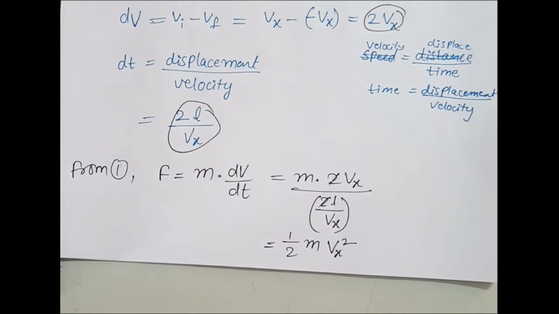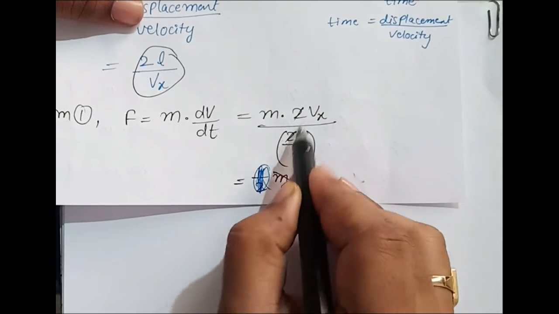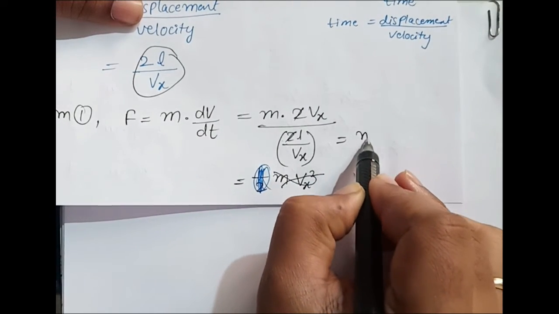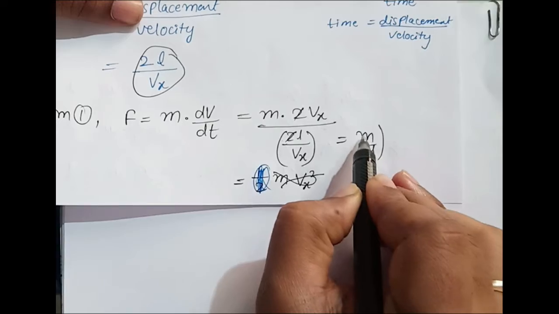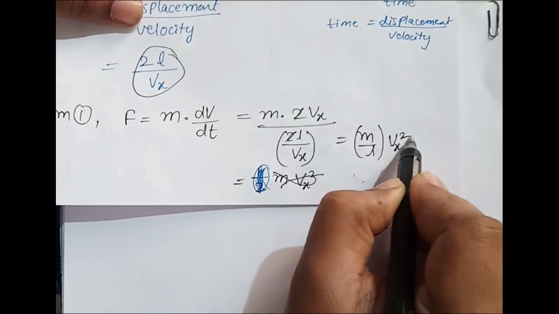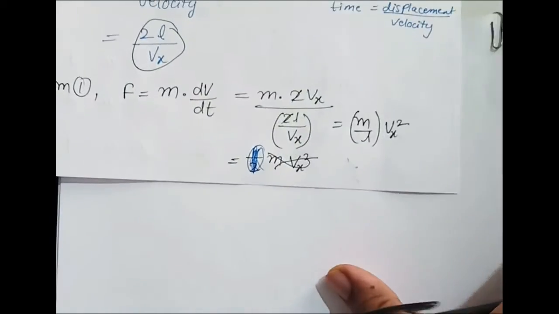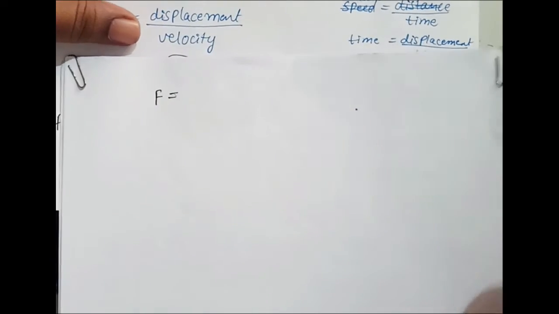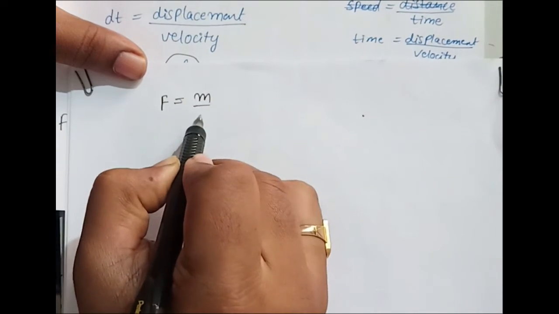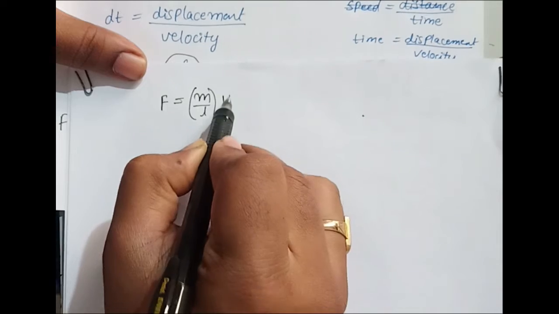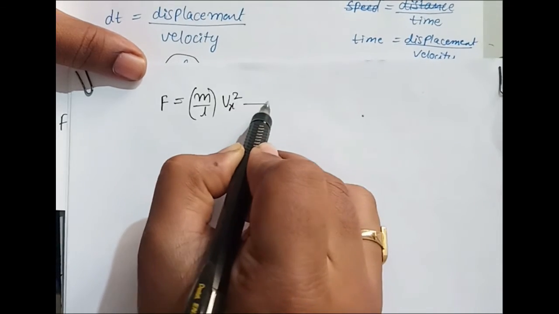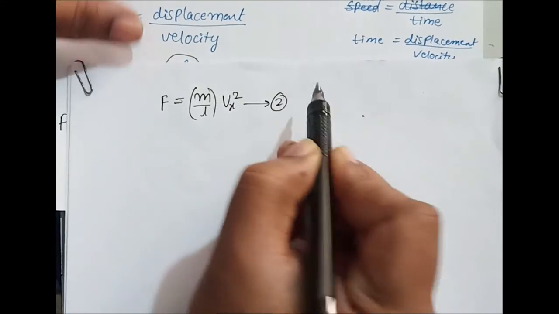Got it? Now come next. What expression did we get for force? Force is equal to, if you see, there was a mistake here. That's actually 2 gets cancelled, which is equal to m by L into Vx square, right? That is the expression which we got now. So force is equal to m by L into Vx square. This is equation number, let us say 2, right?